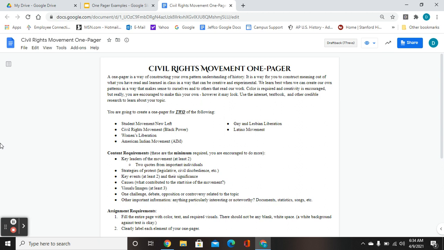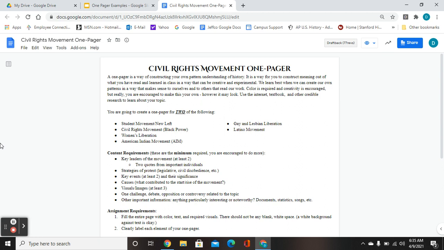Have visuals and images, at least three, but you could certainly have many more than three. As you're showing the different strategies, or causes, you could certainly show pictures of the leaders, right? But you have to have at least three visuals or images on each one pager.